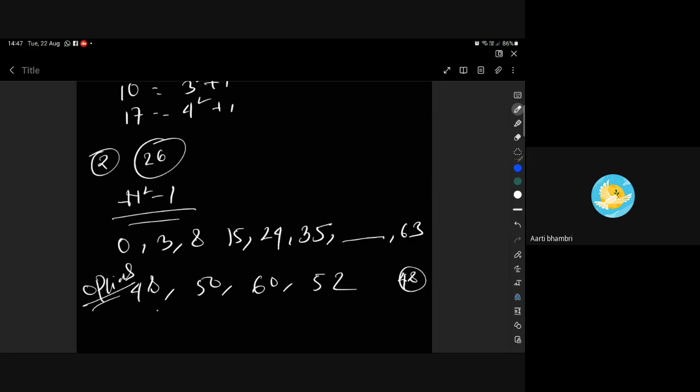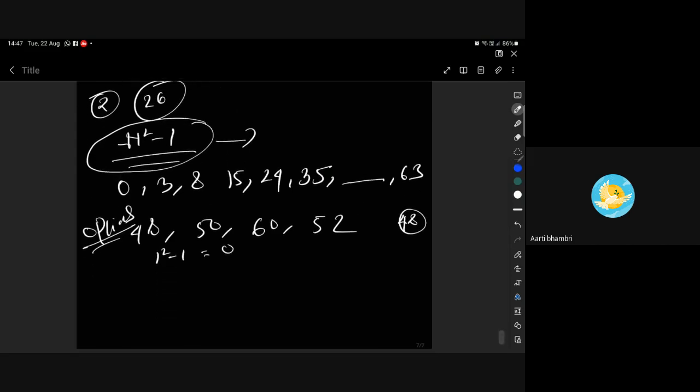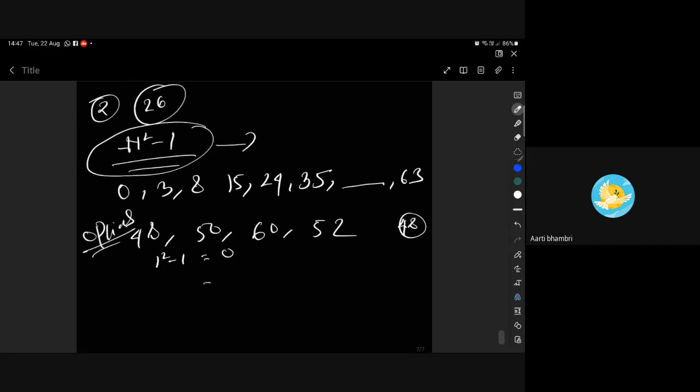So 0 means 1 square minus 1 equal to 0. I can write 0 as 1 square minus 1, and I have already given the hint. It is a series of n square minus 1. So 3 we can write as how much? 2 square minus 1, 4 minus 1. So 8 we can write as 3 square minus 1. Then 15 we can write as 4 square minus 1. So 16 minus 1, 15.